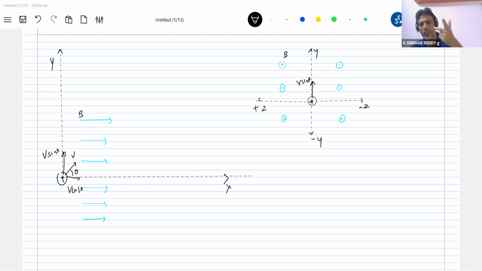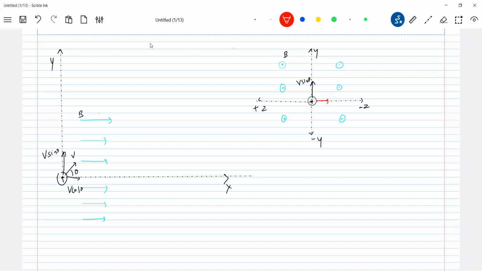I don't know how it will appear for you in the video. Mirroring will be there. It should be the left hand, not the right hand. For the left hand, what will happen? The middle finger should be velocity, this will be the B bar, and the thumb will be force. Very easily, you'll get the direction of force. The force due to v sin theta will be acting in this direction.